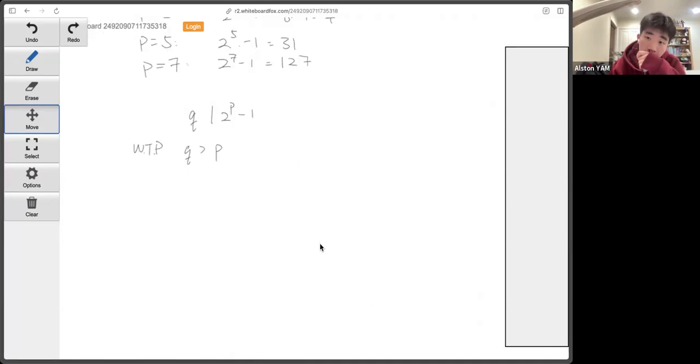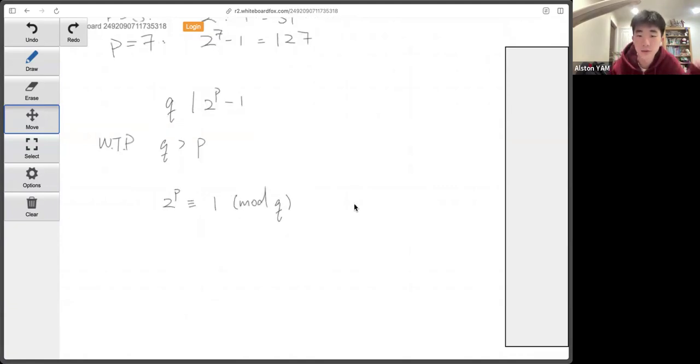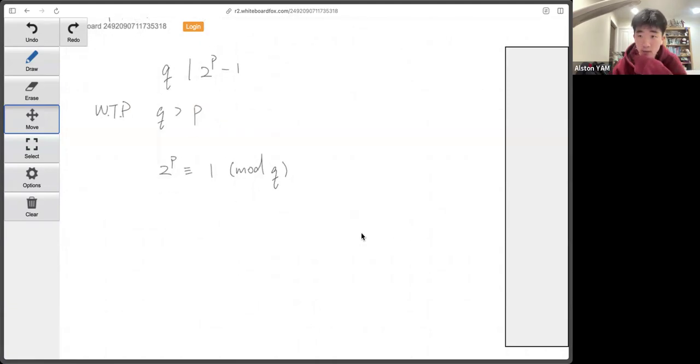If we do that, we're done, right? Okay. So let's write this in mod notation, right? 2 to the p is congruent to 1 under mod q, where q is a prime. And once again, because we know q is a prime, that is really useful because if we have mod of prime, then we have some really useful results, right?